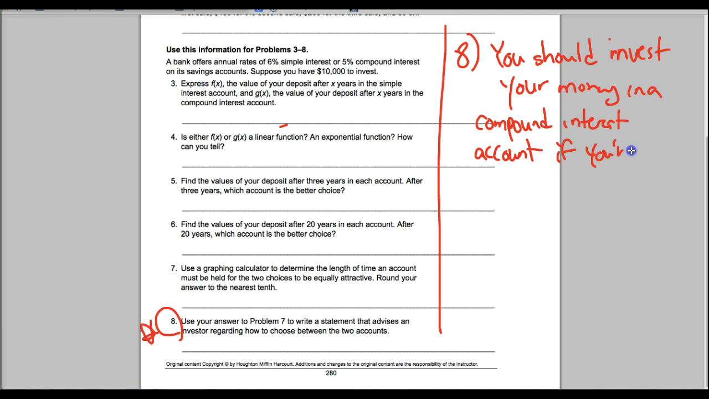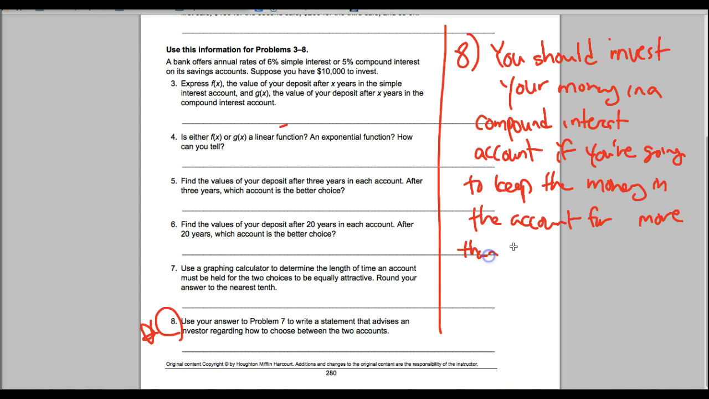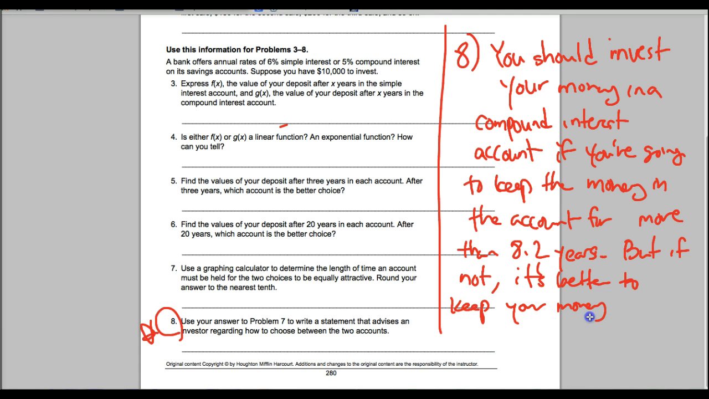if you're going to keep the money in the account for more than 8.2 years. But if not, it's better to keep your money in the simple interest account.